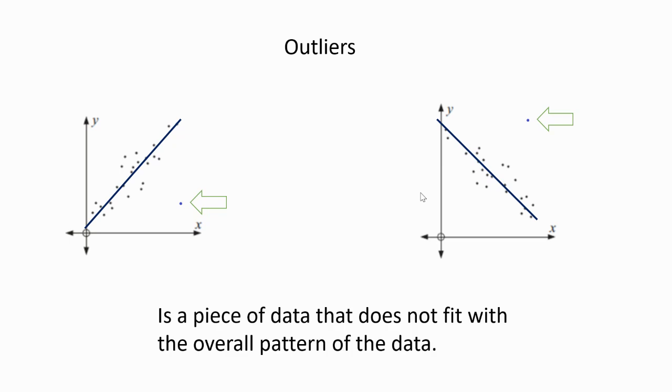Basically, an outlier is a piece of data that does not fit with the overall pattern of the data. So for example, where could this be? This could be measuring height. There could be one person in the room who is 6'7", and the rest of the class is not anywhere close. And that one person who is 6'7" is really going to stand out.